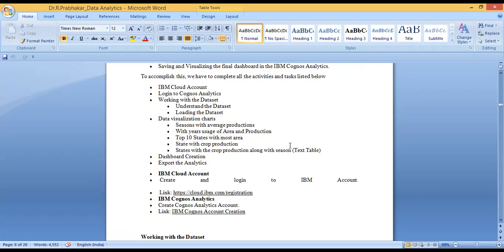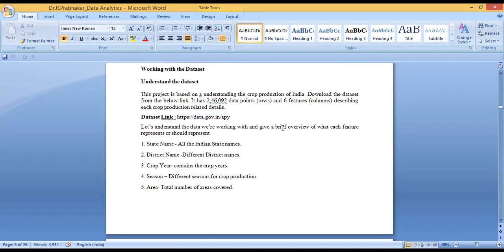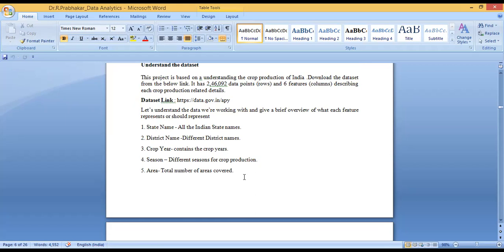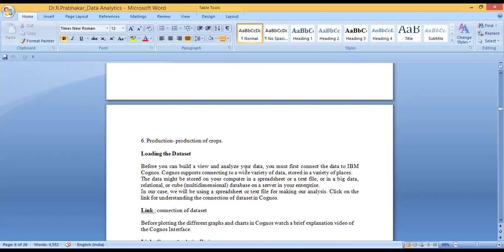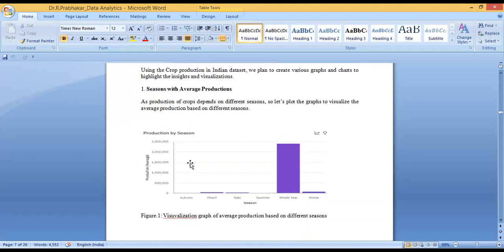For this, we need an IBM Cloud account, and we have to log into Cognos Analytics, download the required data sets, understand the data set and load it. I considered this data set from data.gov.in, the APY data set, and it has state names, district names, crop, year, season, area, and production of the crops. This data set is uploaded into IBM Cognos Analytics, and I created the dashboards and dragged these items into the dashboard, and I observed the column graphs as well as the pie chart graphs.